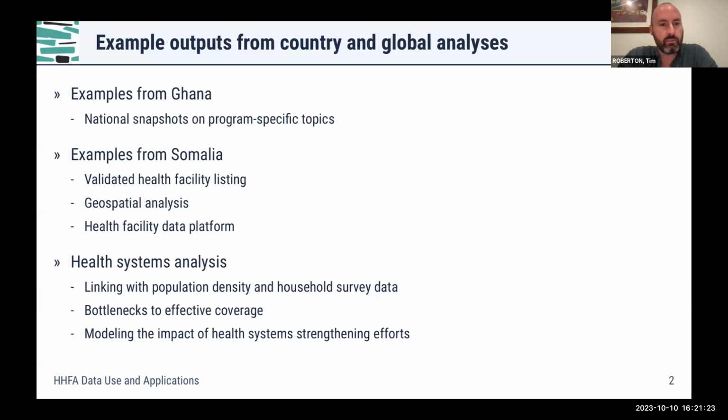I help support the analysis in Ghana. I'm also currently working with the team in Somalia to produce outputs from their recent HHFA. And I'm also working on a multi-country analysis of health systems bottlenecks that's heavily using the HHFA, which is great for that kind of analysis. So I thought I would talk a little bit about each of these 3 efforts to give you some sense of what you can get from the HHFA.